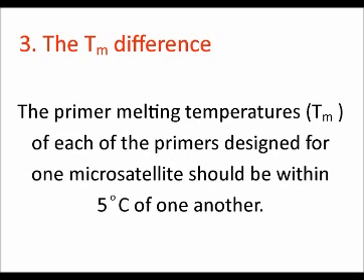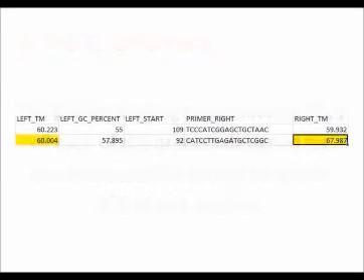If you look on your screen right now, you'll see a couple of rows from the spreadsheet. In the bottom row, highlighted with the 2 cells in yellow, you can see you've got a left TM, the melting temperature for the left primer, and a right TM, the melting temperature for the right primer, and you can see there's a difference of over 7. Because there's more than 5 degrees difference between the 2 melting temperatures for those 2 primers, we would eliminate that microsatellite.